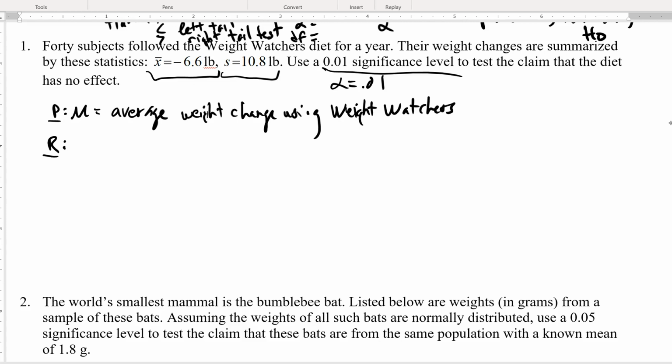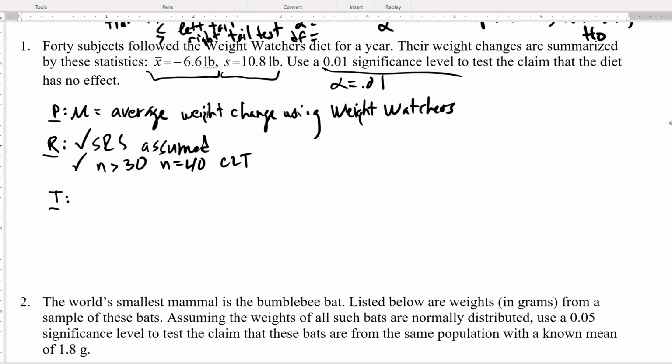Requirements: since this is the mean, still check SRS. Did it say that they got those 40 subjects randomly? No. So it will be assumed. How do we get normality? Did it say that it's normal? No. Then I need a sample that is greater than 30. Good news is n is 40, right? So the central limit theorem kicks in, we got normality.